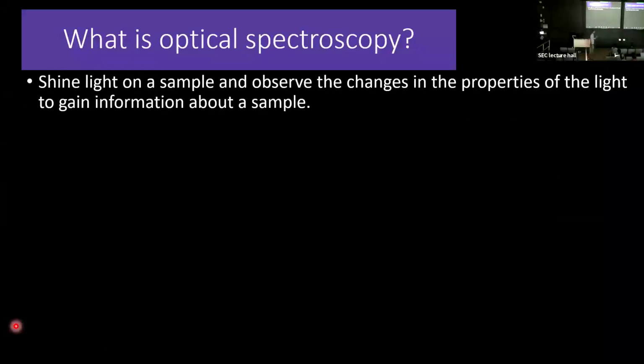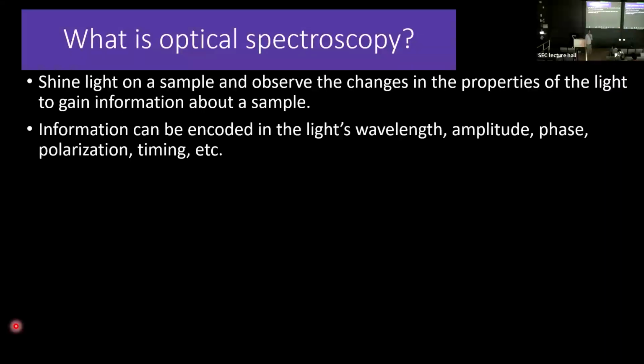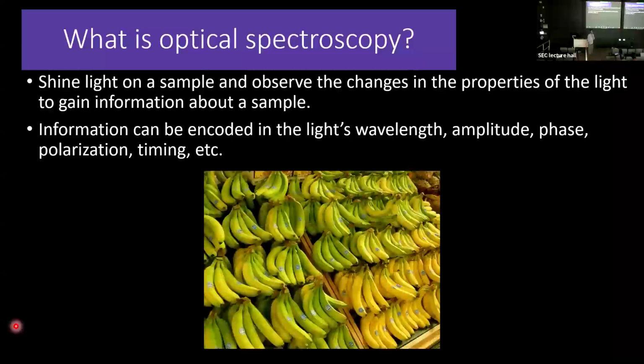So basically, optical spectroscopy boils down to, we shine light on the sample and observe some change in the light and the properties of the light to gain information about the sample. And the information can actually be encoded in quite a number of ways. It can be encoded in the wavelength or the amplitude or the phase or the polarization or the timing of the light. But you guys do this all the time.